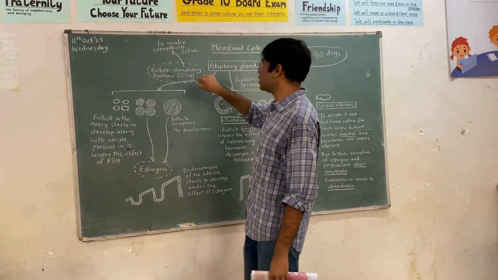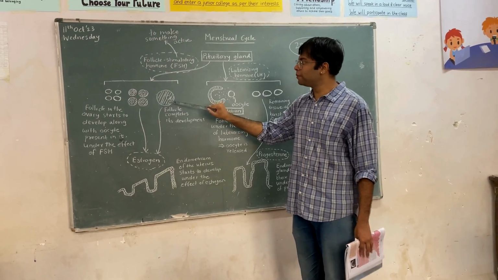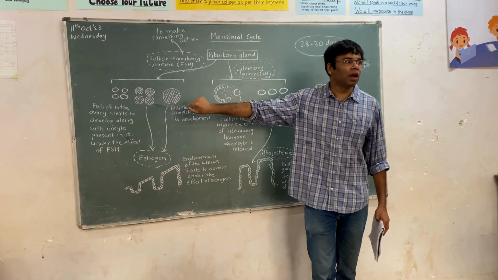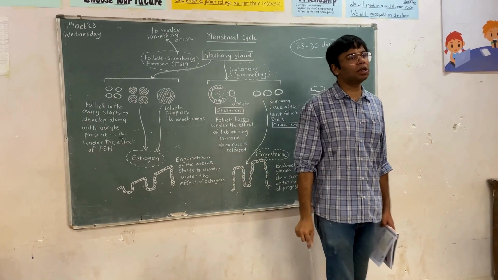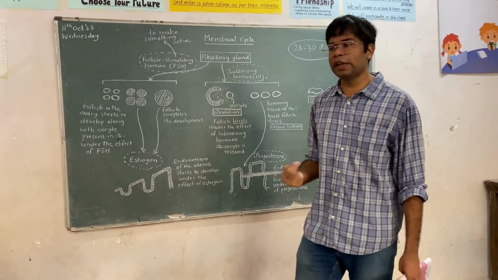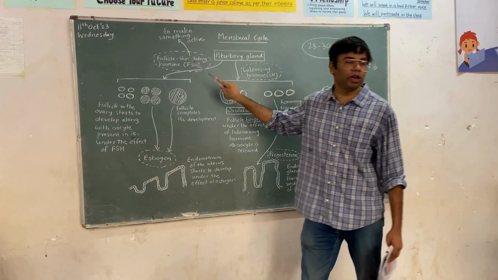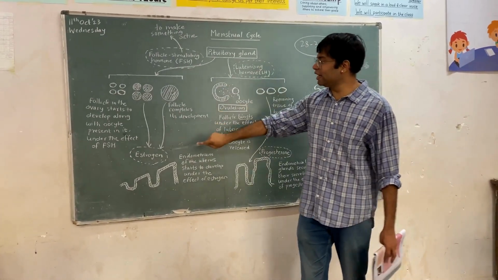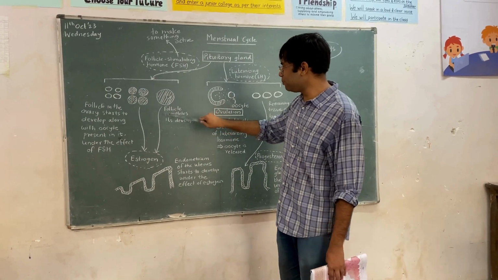What was the role of follicle stimulating hormone? To develop the follicle. Once the follicle developed, the estrogen was secreted by the follicle. And how is the estrogen helping? It is developing the endometrium, the lining of the uterus. Clear? Yes. Who was secreting the follicle stimulating hormone? The pituitary gland. Who is secreting estrogen? The follicle. Clear?